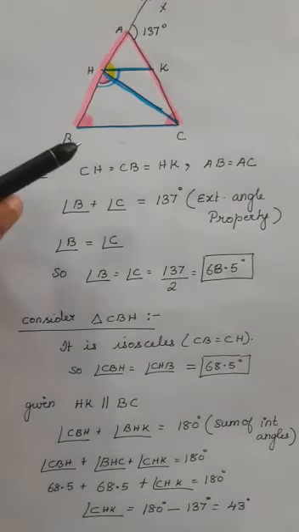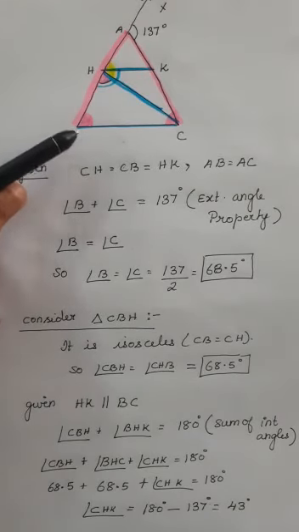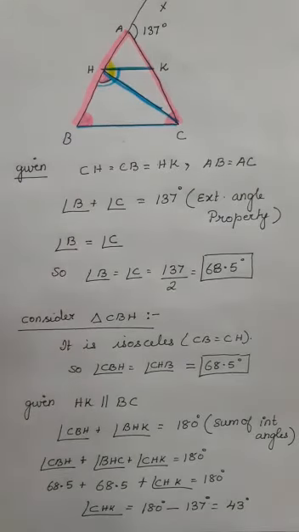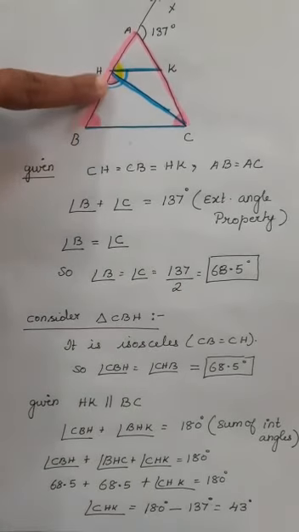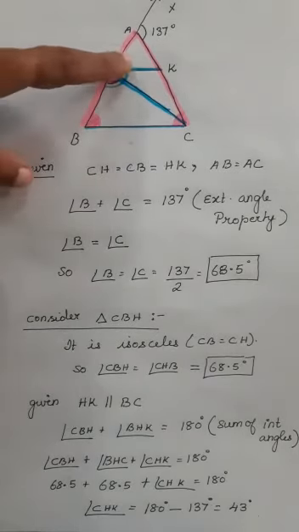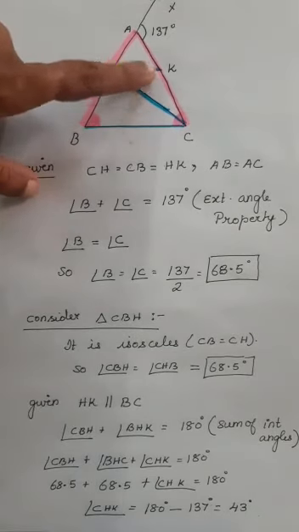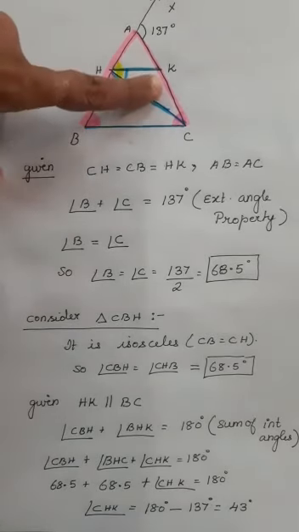Coming to the 10th question, this is the picture. In this picture, I have highlighted with different colors to show you that CB, CH and HK are equal. And also it is given AB equals AC. When AB equals AC, what is this big triangle? To which category does it belong? It belongs to isosceles triangle, which means the two sides are equal.